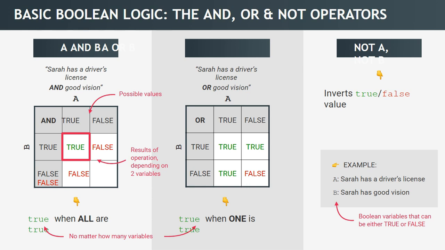Must have a driving license and must have a good vision. So if you have a driving license but you don't have a good vision, would that code be executed?